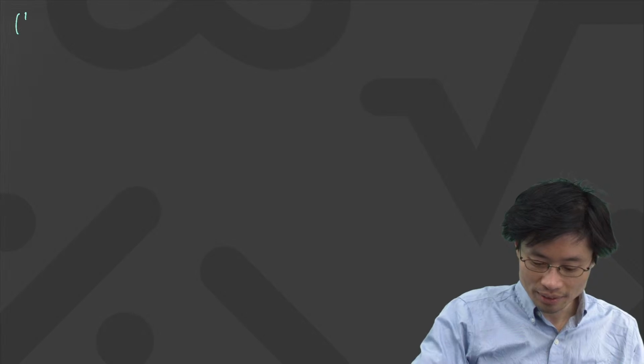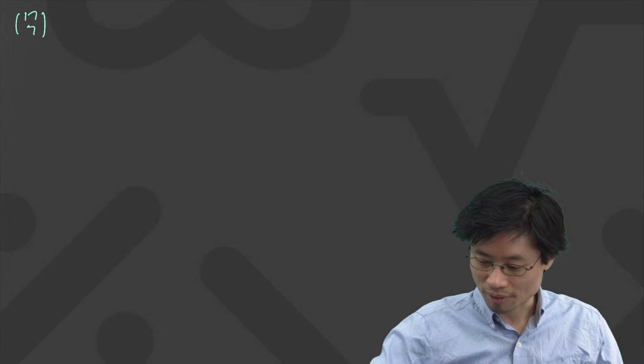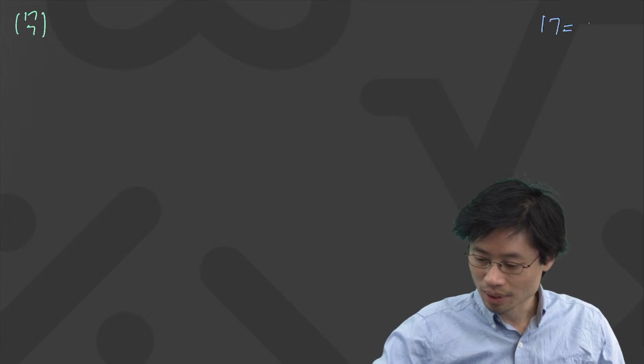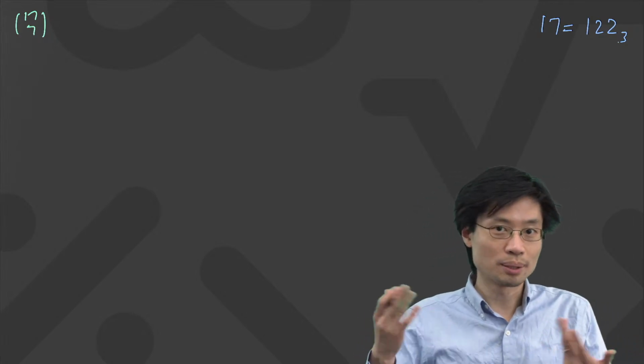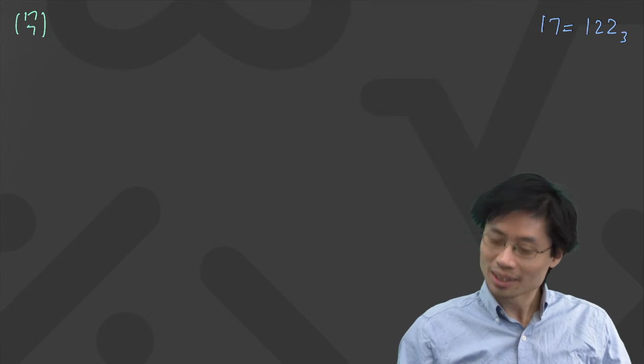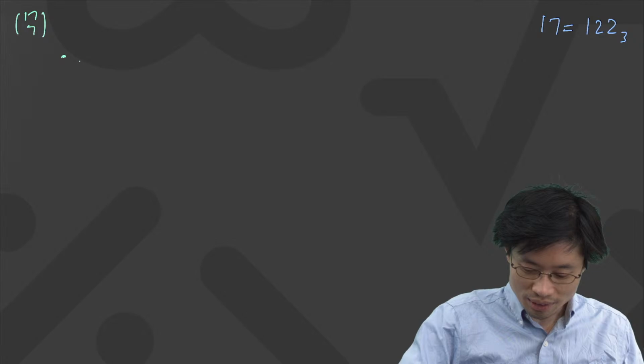17 choose 7. The pictures we're going to do, let's remember, we have some base stuff, right? 17 is equal to 1, 2, 2 in base 3. That's 9 plus 3 plus 3 plus 1 plus 1. So now I'm going to draw the pictures slightly differently. Here, I'm going to draw a circle of 9 things. It's like a wheel.